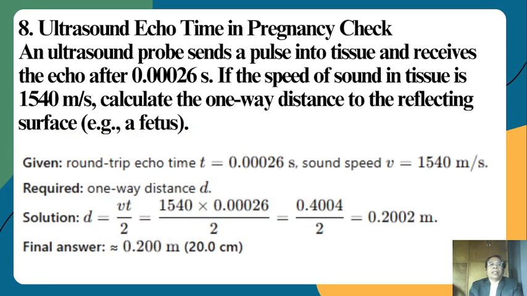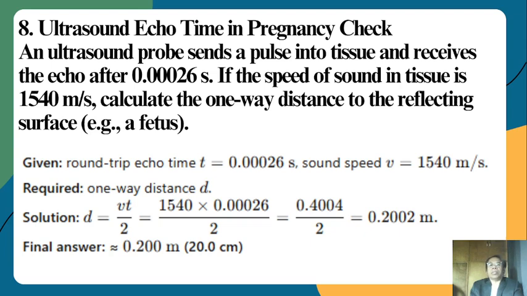Next, number 8. Ultrasound echo time in pregnancy check. An ultrasound probe sends a pulse into tissue and receives the echo after 0.00026 seconds. If the speed of sound in tissue is 1,540 meters per second, calculate the one-way distance to the reflecting surface.